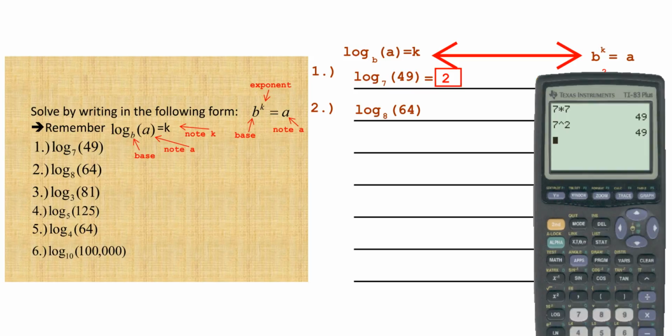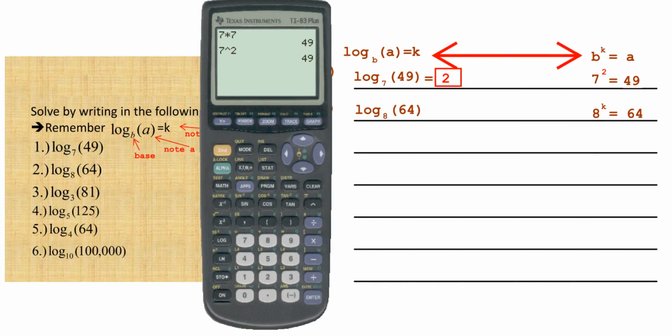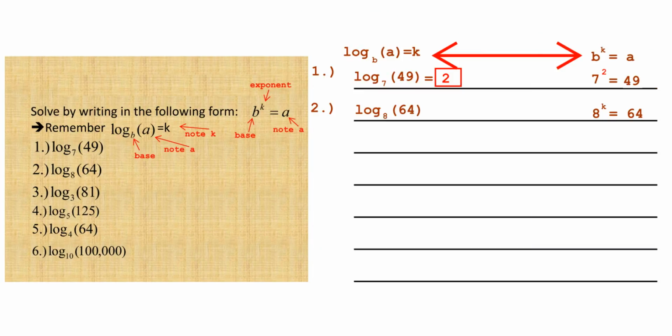Agreed? So how many times do I multiply 8 to get 64? If you've forgotten your multiplications, I highly recommend that you practice them. Otherwise, let's double check your answer. 8 times 8 gives us 64. Or we can go 8 squared, right? So in other words, we multiply the 8 two times, hence our k value is 2. So therefore, log base 8 of 64, our answer is 2. And there's our answer.